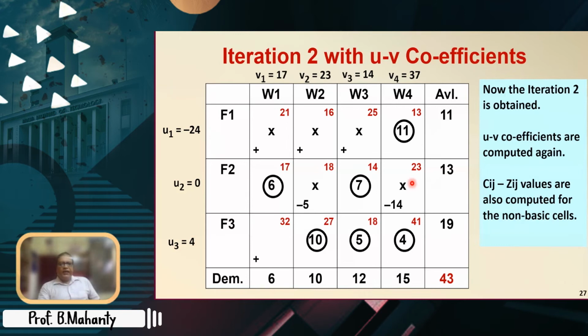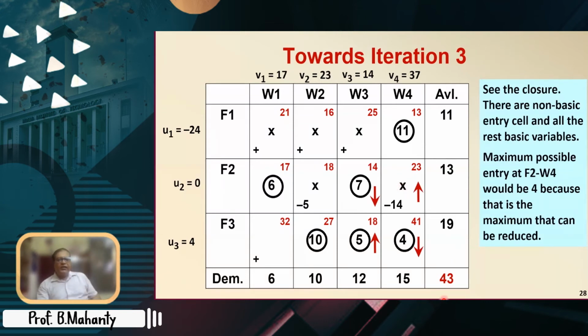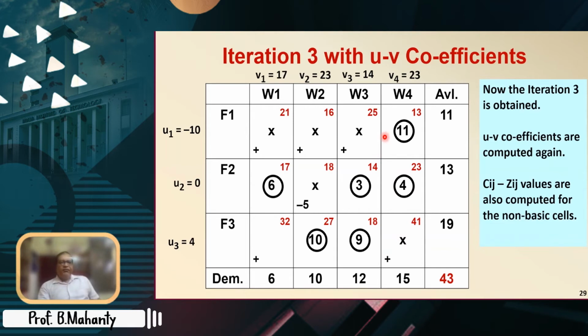And how is the closure obtained? This is very simple. This goes up, this goes down, this goes up, this goes down, right? Out of that, the ones going down, 4 is the minimum. So obviously the maximum entry that is possible here is 4. So that would do like this. That is how the closure is obtained. After we obtain the closure, we see that an entry of 4 can be made here. And therefore the entries that we got are 11, 6, 3, 4, 10 and 9.